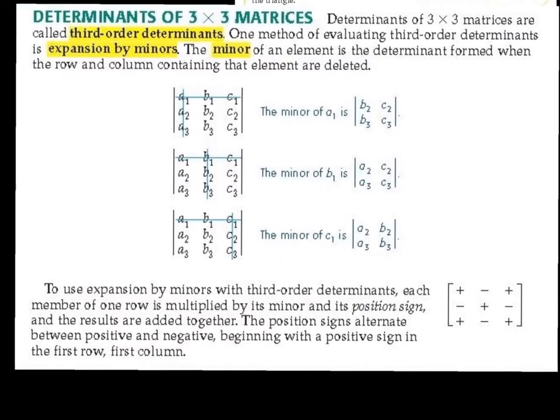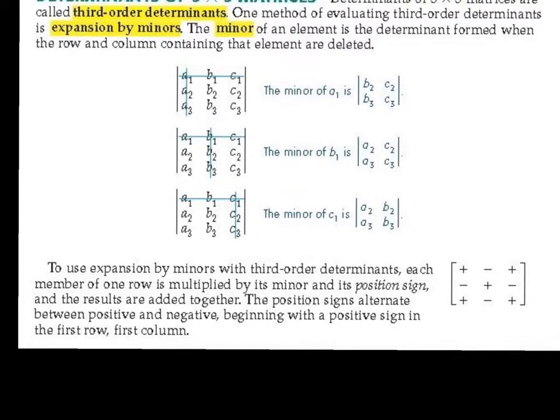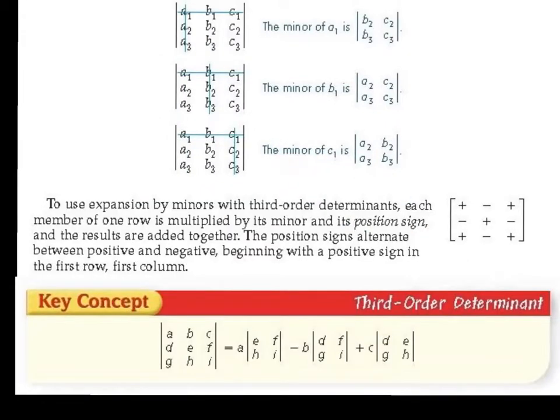To use expansion by minors with third-order determinants, each member of one row is multiplied by its minor and its position sign. The results are added together. The position signs alternate between positive and negative, beginning with a positive sign in the first row, first column. So to do a third-order determinant by minors, they have A times its minor minus B times its minor plus C times its minor.